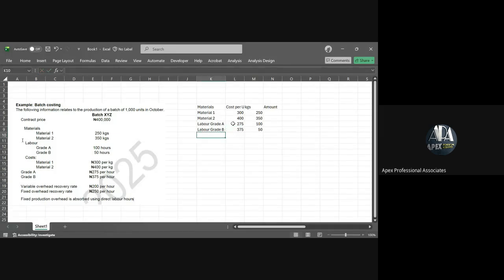What else do we need? Now we have variable overhead. How much per hour? 200 naira per hour. How many hours are there? 150 hours. How do you arrive at 150 hours?